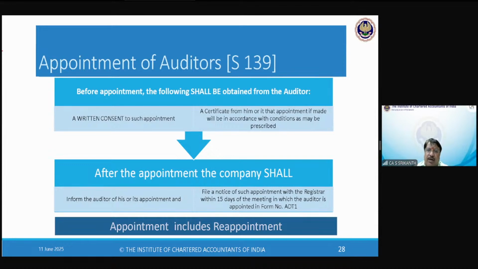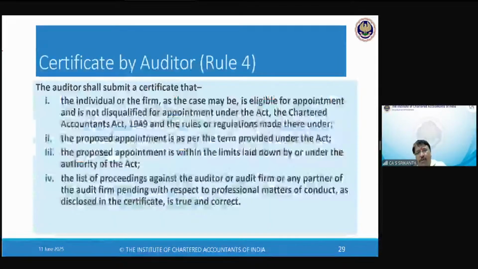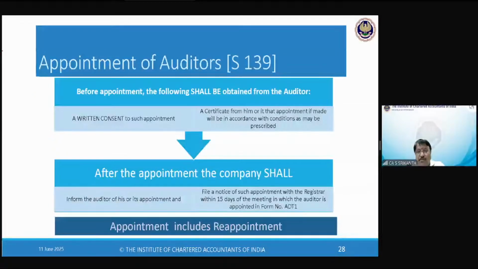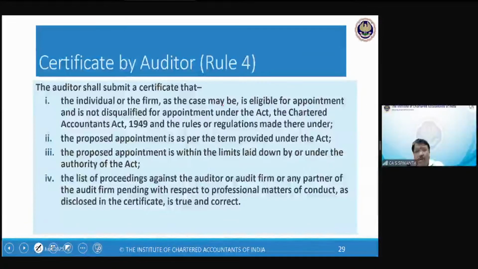Inform the auditor and file a notice, very important, ADT1. The auditor should give a certificate. You remember the certificate? What should it say? The individual or the firm, as the case may be, is eligible for appointment and is not disqualified for appointment under the Act, the Chartered Accountants Act, and the rules and regulations made therein. The proposed appointment is as per the terms provided under the Act, is within the limits laid down by or under the authority of the Act.